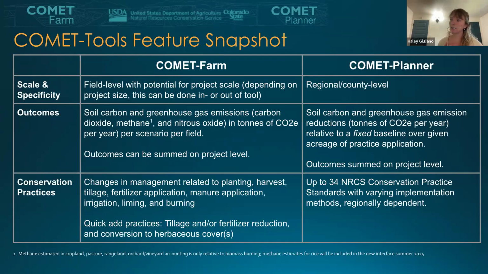COMET-Planner, however, on the other hand, is simpler, easier to use, but it is based on 34 NRCS Conservation Practice Standards. And these standards are going to vary in availability as well as implementation based on where in the United States you are.